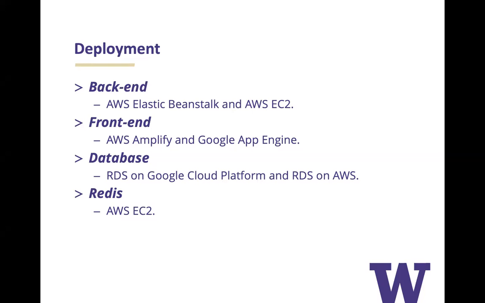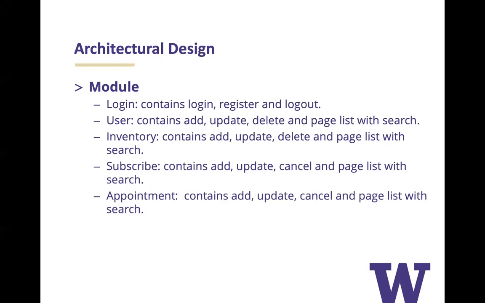For the deployment, we tried multiple platforms. For the back-end application, we built on AWS Elastic Beanstalk and AWS EC2. For the front-end application, we built on AWS Amplify and Google App Engine. The database is deployed on RDS on Google Cloud Platform and RDS on AWS. And for Redis, we deploy to AWS EC2.